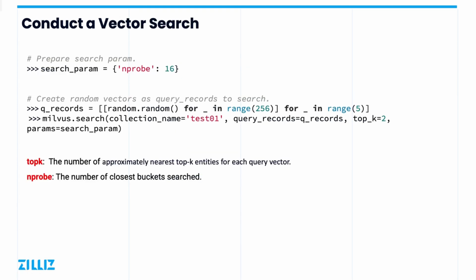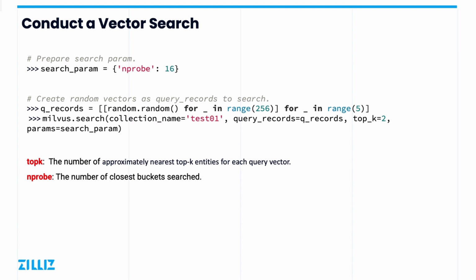Lastly, we need to perform the actual search. The search command takes four parameters: the collection name, the query records, the top k value, and the parameter dictionary for the index used. The parameter top k states how many similar vectors to search for. In this case, we are searching for the two most similar vectors.